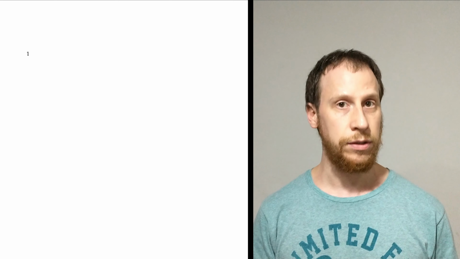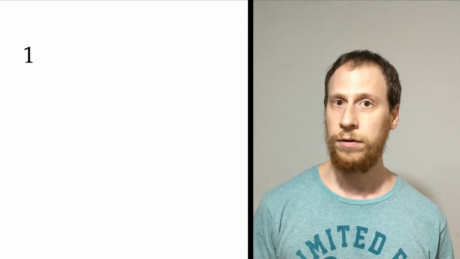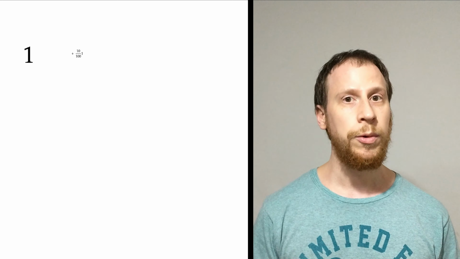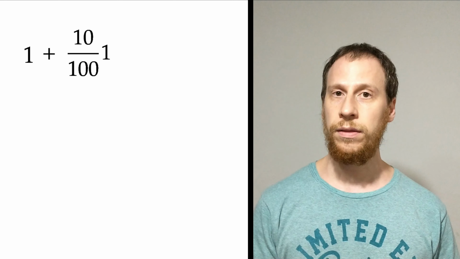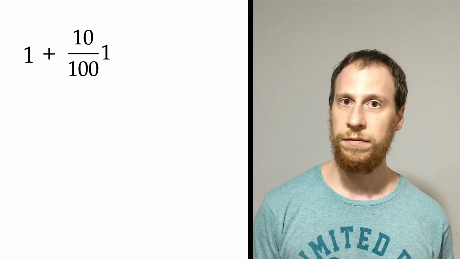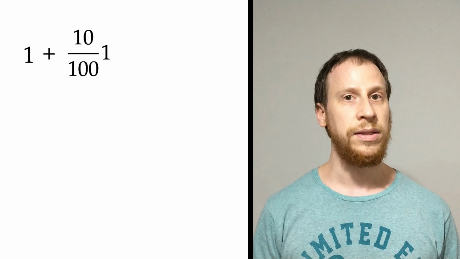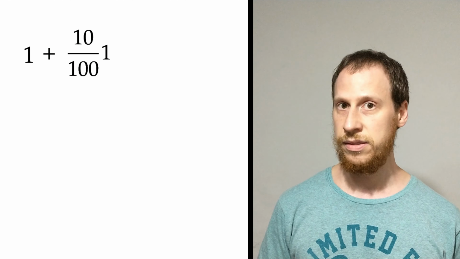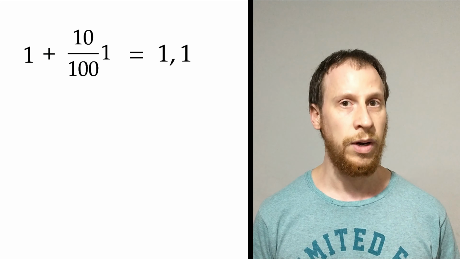At the beginning of the first month, we have $1, and by the end of that first month, we would have earned 10% of that dollar. So by the end of the first month, we will have $1 plus 10 cents, which is the same as $1.1.